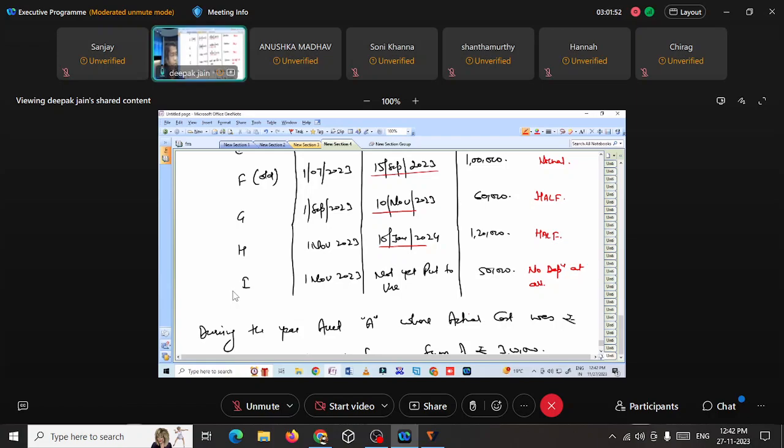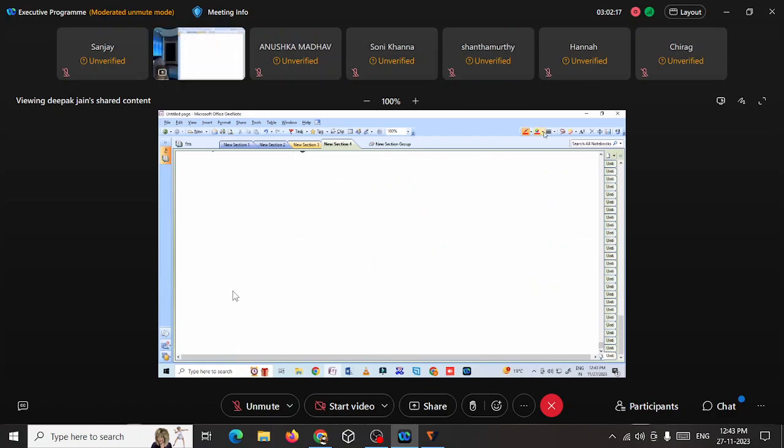Are you comfortable with this or not? So as far as assets G and H are concerned, these two assets are eligible for half rate. Am I clear? Good. Now write down the solution. Just proceed in the usual manner.